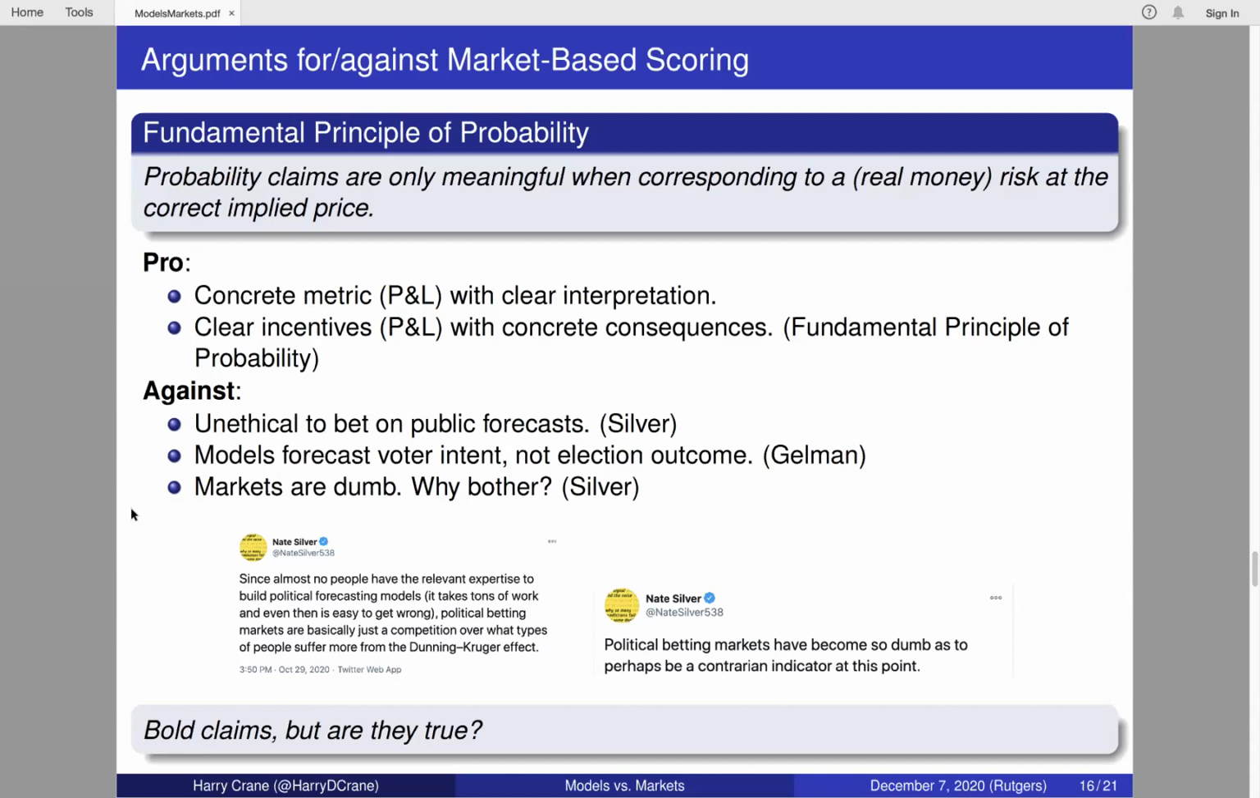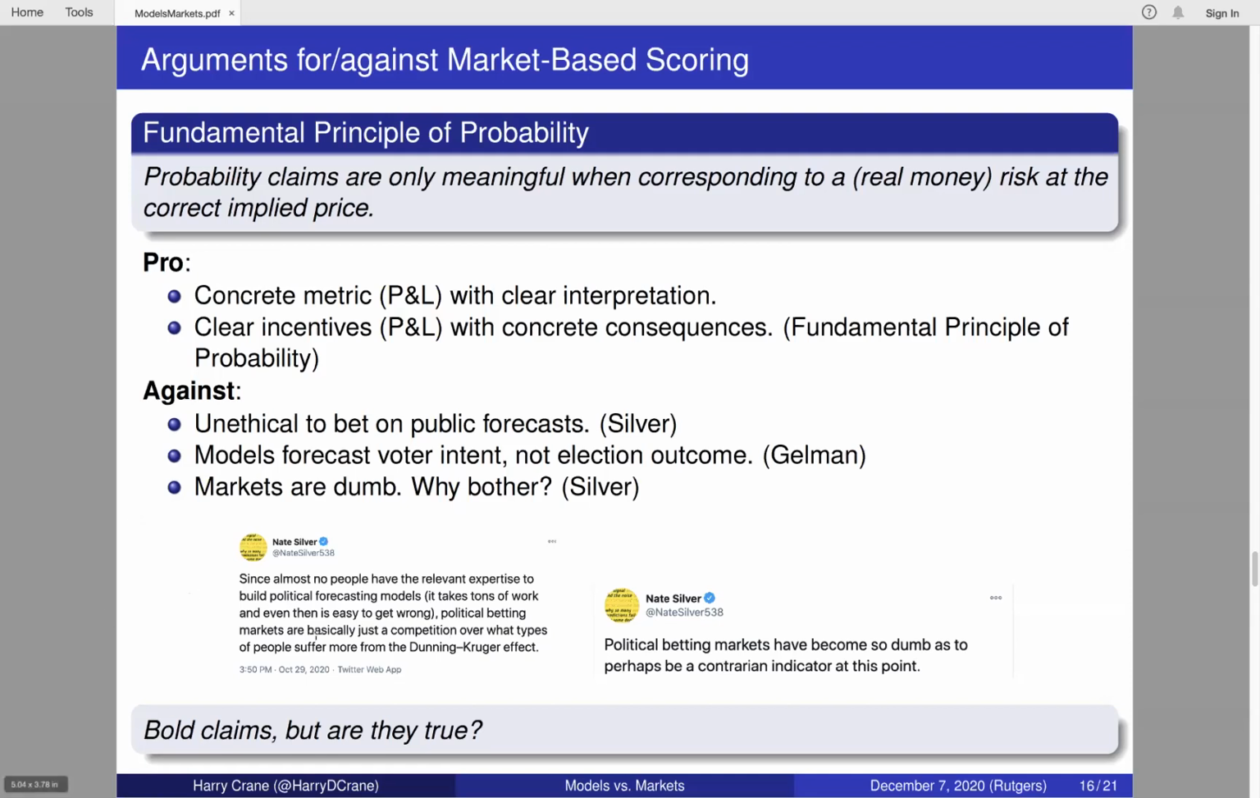There was Gelman's point that this is kind of an apples to oranges comparison, because the people in the markets are definitely trying to forecast who wins, because that's how the market gets decided and that's how they make money. But according to his discussion, he's not trying to forecast the election outcome. He's trying to forecast something called voter intention. And another thing, Nate Silver, a lot of people insist that the markets are just dumb. So why should we bother trying to validate our models against them when they're obviously very wrong?